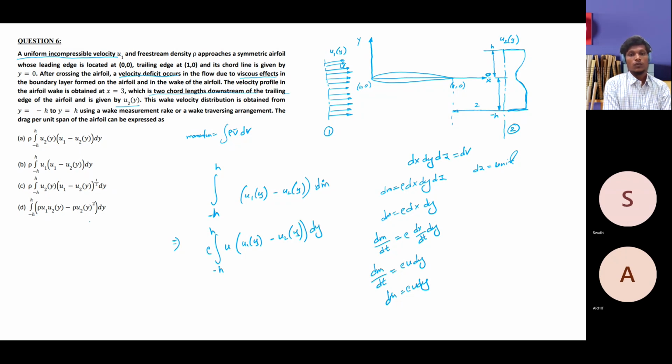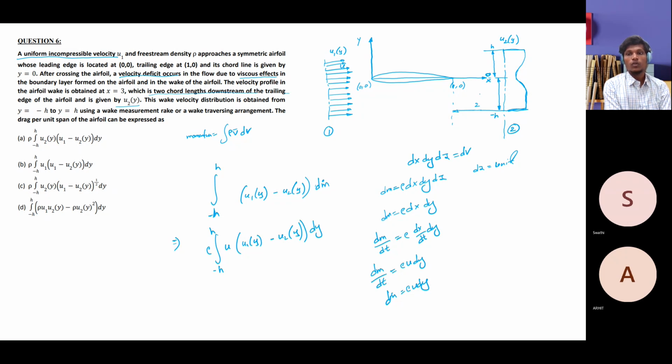So the final thing that we left is whether this is u1 or u2. That is the question. At the very start, I told you what mass we need to consider for understanding the change in coefficient of momentum. We have to take the mass related to the amount of momentum that we are calculating, or the amount of mass that is crossing this section, that is minus h to h.